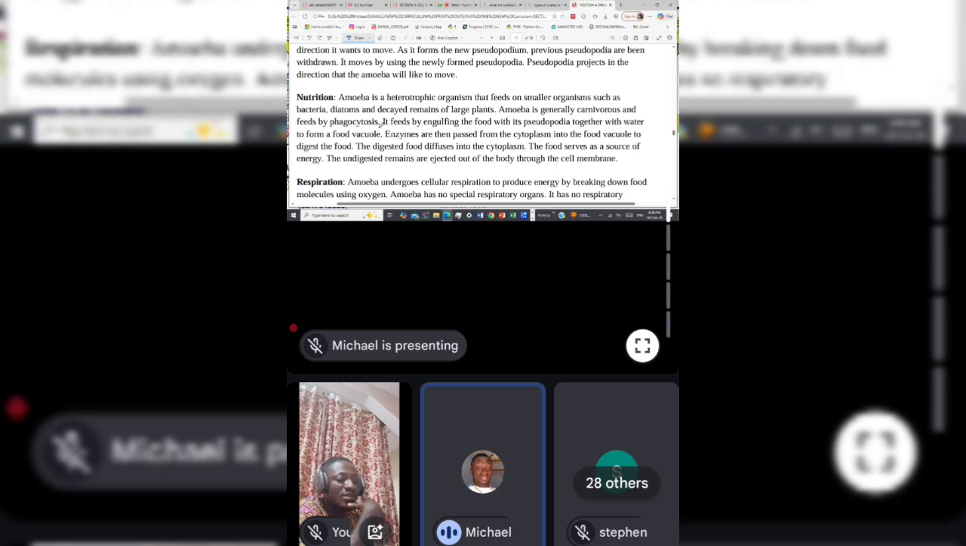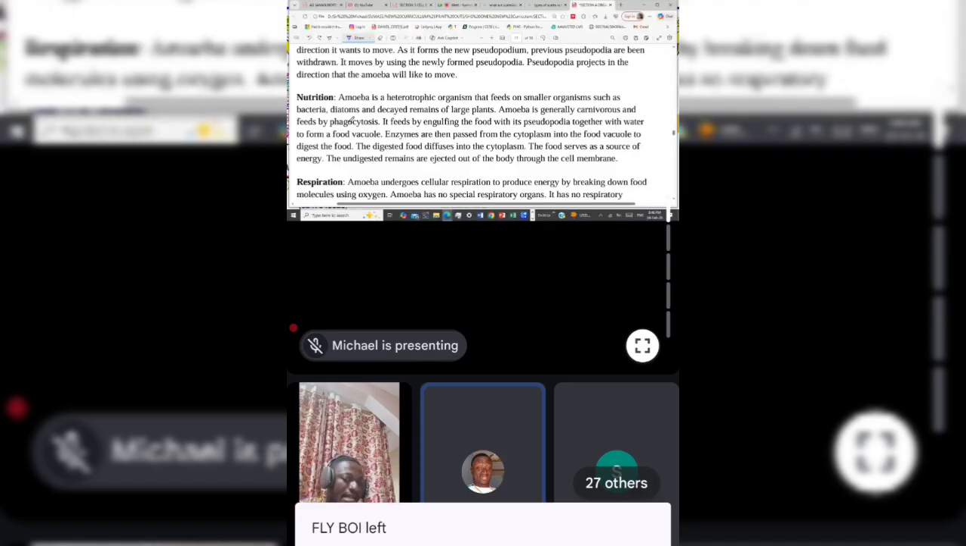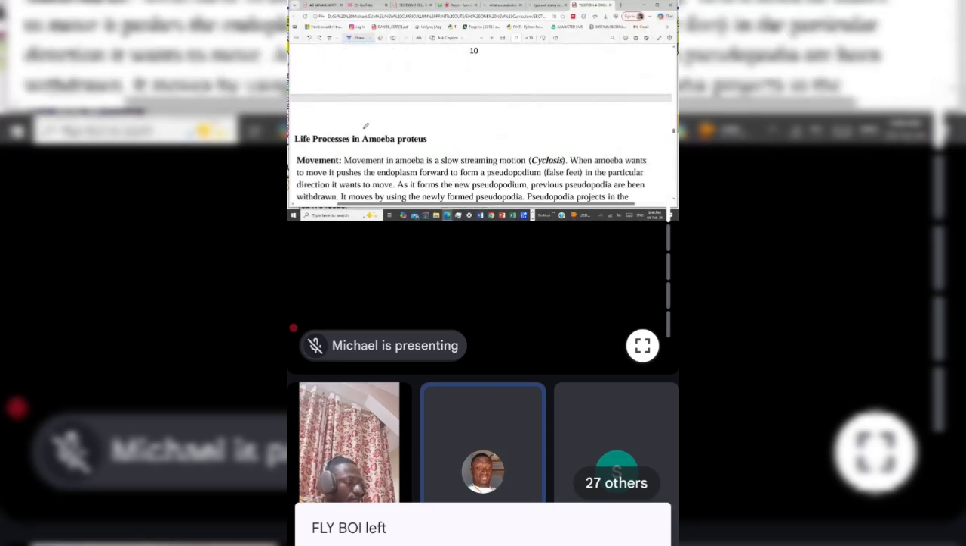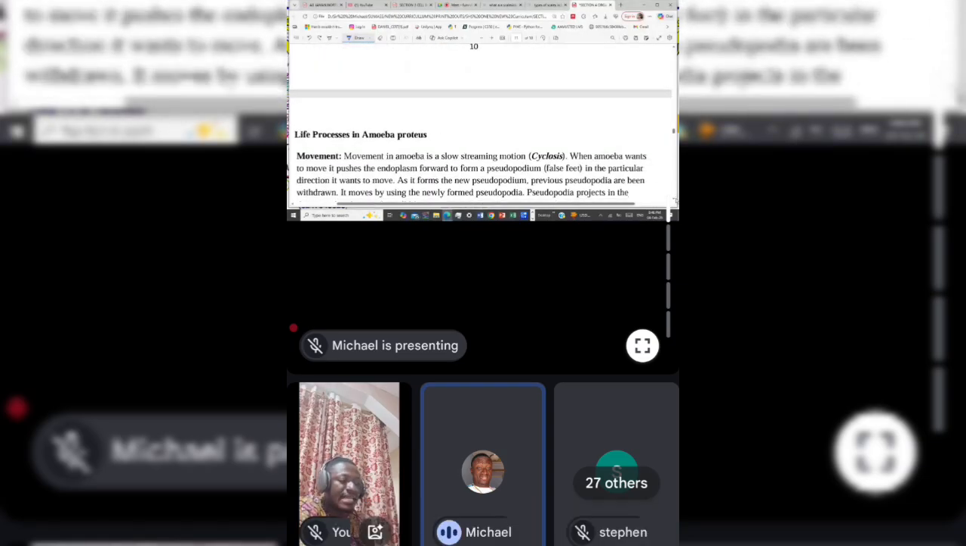So Stephen, this answers your question. It feeds by phagocytosis, by engulfing. The cell will extend and cover the food. It takes it inside. That is it. So it feeds by phagocytosis.